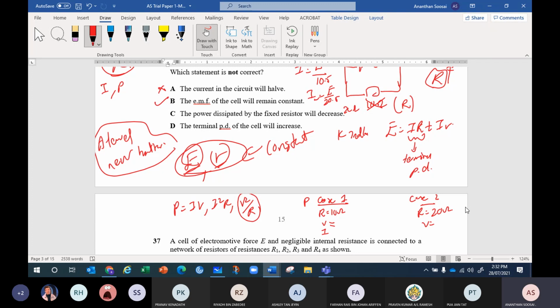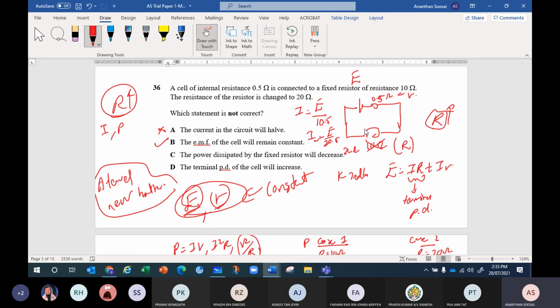I think V squared over R should help us to find the value. Okay, so for the first case, case 1, what is the V used up by the 10 ohm?